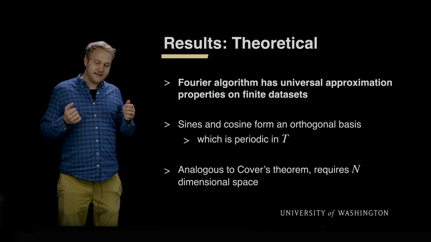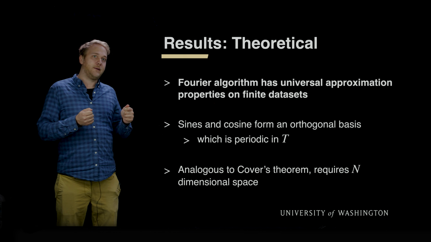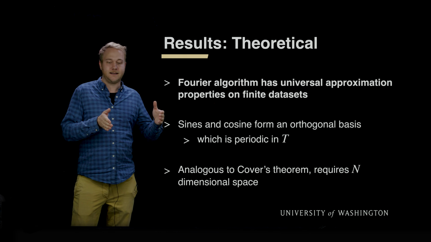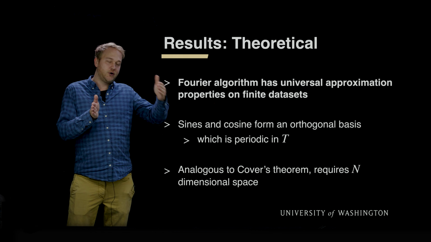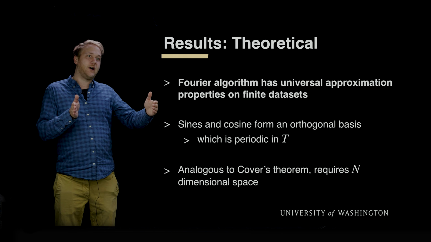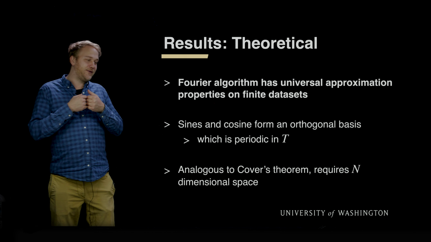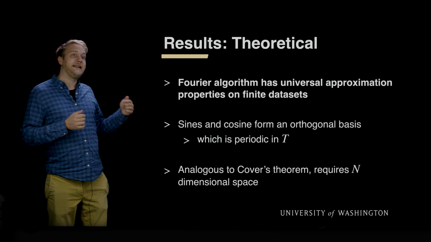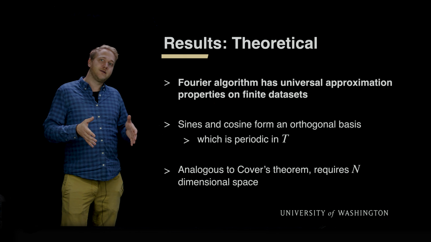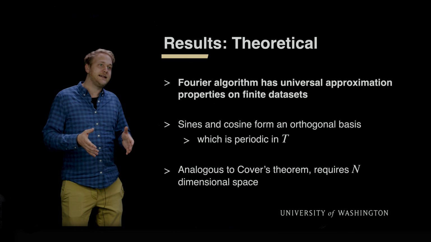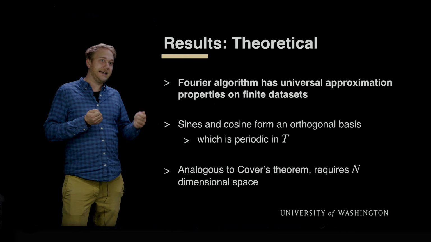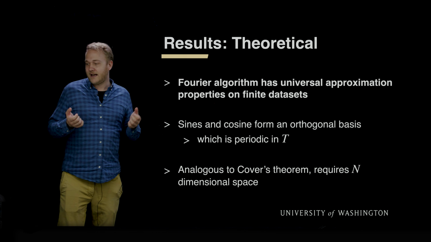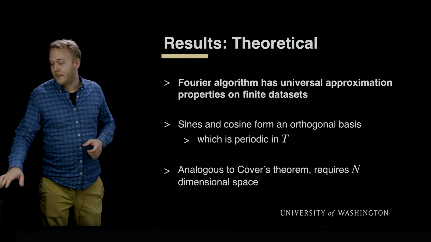One of the results is that the Fourier algorithm, the linear Fourier algorithm, has universal approximation properties for finite data sets. So if you give me a data set from 0 to t, I can always overfit on the test set. And that follows very simply from basic properties of the Fourier transform. It's also analogous to Cover's theorem, because it also requires projecting the data into an n-dimensional space. And just like Cover's theorem, this trivial solution just does not generalize. So it's not a very useful property in practice, actually.